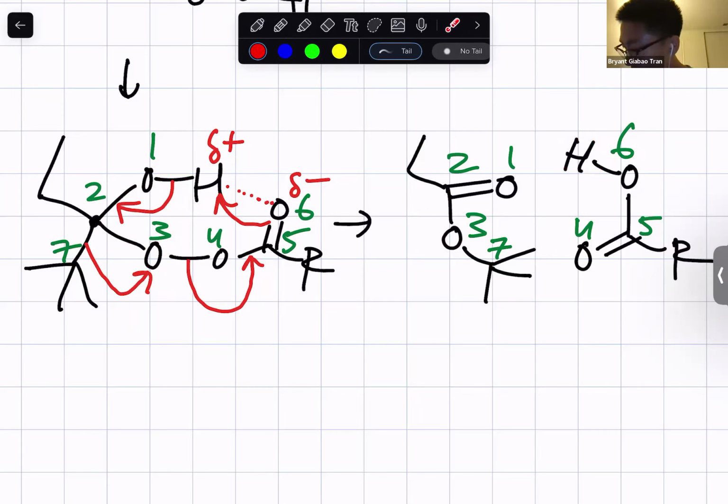And then there was a double bond between 5 and 6, but we used one of its bonds to attack the H here, which is that bond now. And then that double bond between 4 and 5 came from that bond between 3 and 4, which broke and created a carboxylic acid here. And the R group is still attached to atom 5 there.